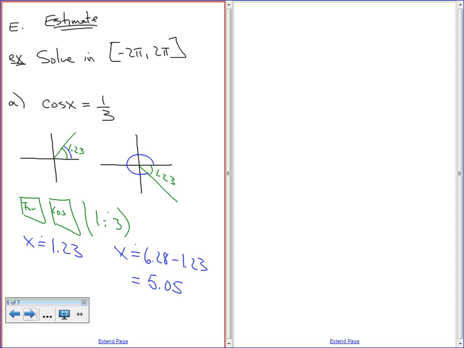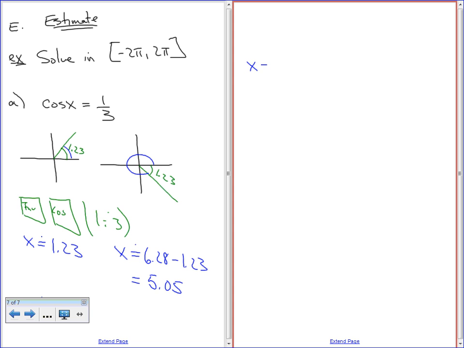So those are my 2 primary roots. I have to answer my question inside of my interval, right? So if I go to the right, if I add multiples of 2 pi, I'm going to be outside of my range, so I need to subtract off intervals from here. So my second one is going to be my first answer, subtract off 2 pi, which I'm going to estimate as that, and my second one is going to be my first one, subtract off 2 pi. So this answer would be negative 5.05, and this answer here would be negative 1.23. And those are my 4 answers.